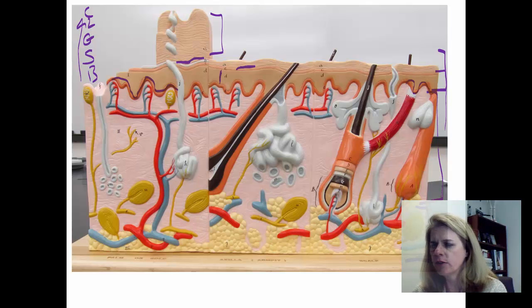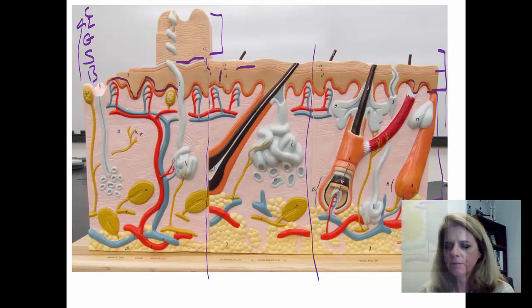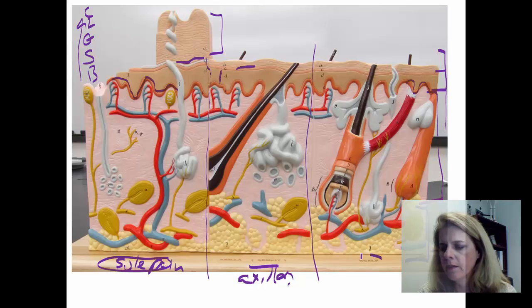Now the first thing I want you to notice is, if you look, there's a fine line that separates this model into three different sections. This is a section that's found in the palm and sole of your feet. So sole and palm. This is axillary, in your armpit, and this is on your scalp. So they've put three models into one.